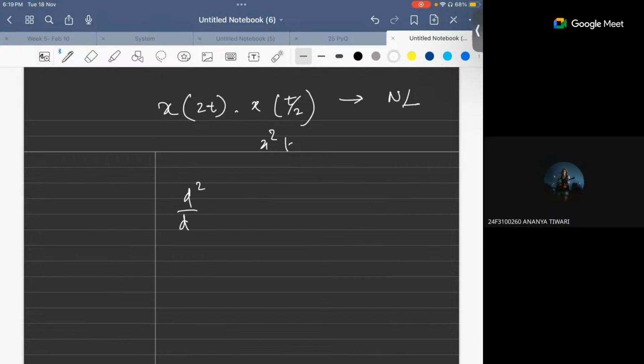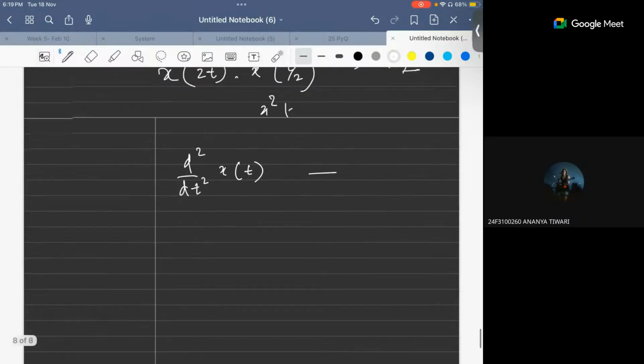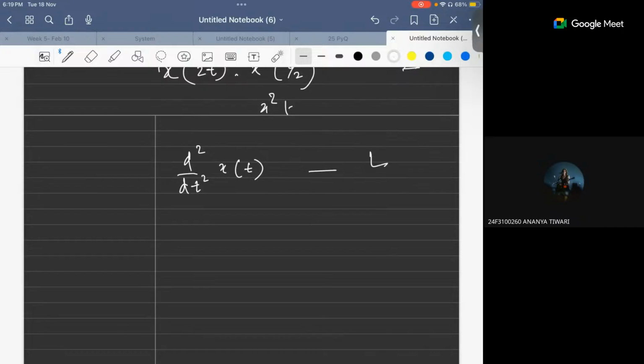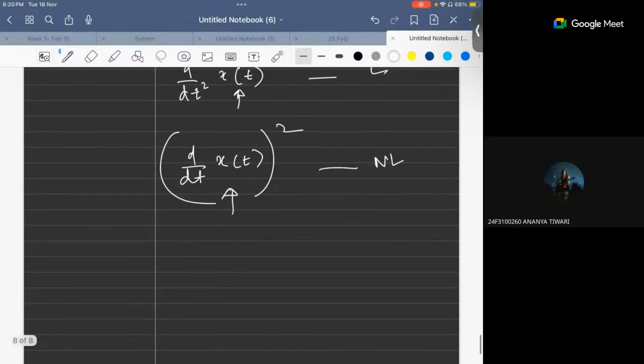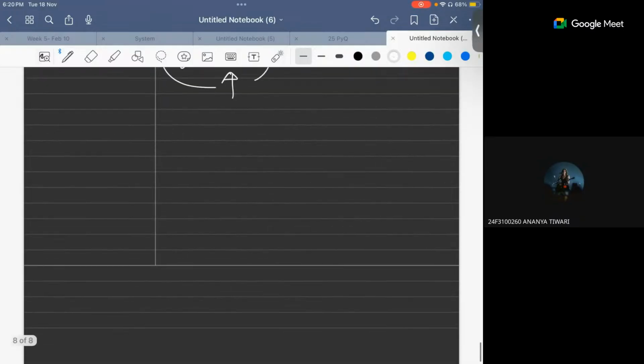What about this system? Is it linear or non-linear? This is linear, right? Because you are just doing differentiation, double differentiation, on x(t). Single differentiation or double differentiation is not going to make any impact on the linearity of a function. Okay. What about this? Non-linear, correct? This is non-linear because we are just doing the square of x(t). This is clear, I guess.